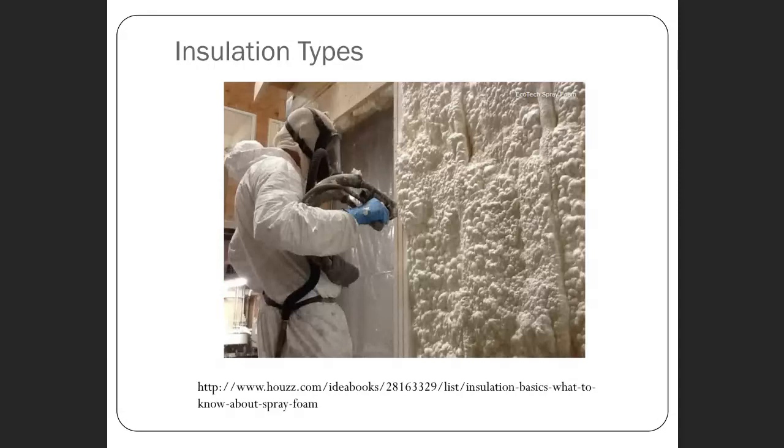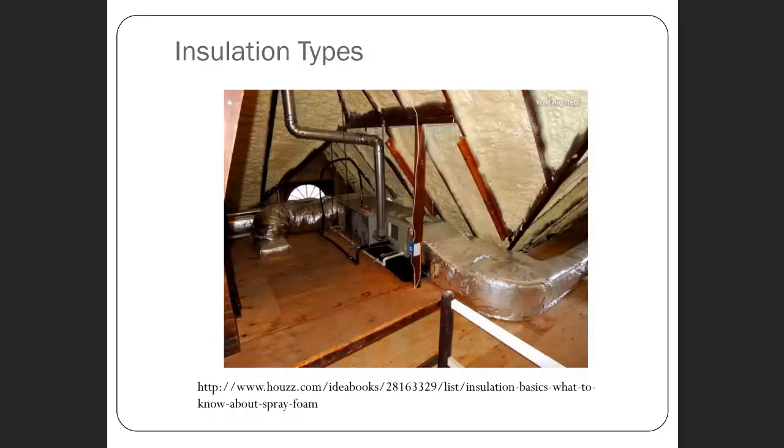Again, the person who's blowing this insulation typically has some protective gear on. Here's a good example of where blown or foamed in place insulation would make sense. This is an attic with all sorts of irregularly shaped stud spaces. It would be difficult to get blanket or batt insulation to stick or to stay in this particular case. So, foam insulation is a good application here.